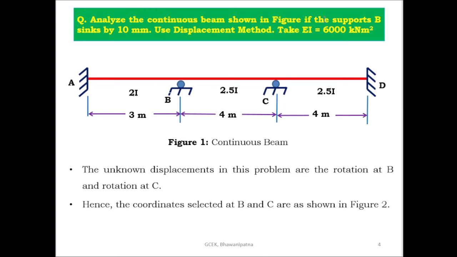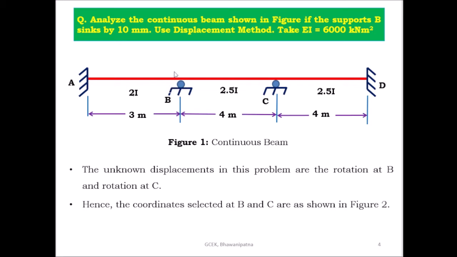So this is the continuous beam, but there is no loading on span AB, span BC and span CD. But the settlement of the support B takes place by 10 mm. So this is the support B, and the settlement of support B takes place by 10 mm. So first you have to find out the degree of freedom.